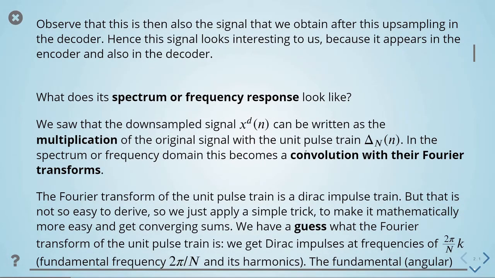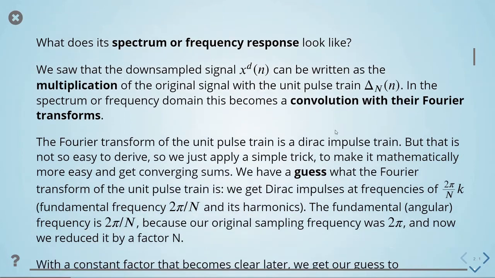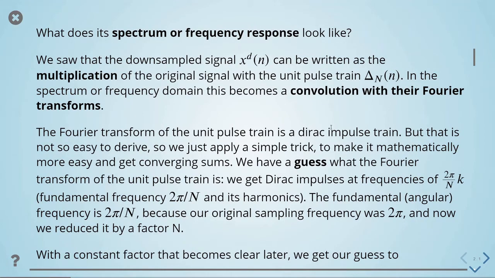But this is not easy to derive, so here we will apply a trick to make it mathematically easier and to get converging sums. This is not something I really enjoy doing, but it's a trick that you need. First you have a guess, and then you try to prove that your guess is correct, but you need a lot of experience and intuition to have a good guess. So let's guess what the Fourier transform of the unit pulse train is.